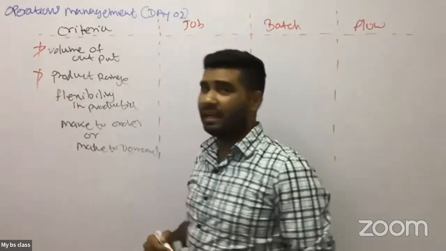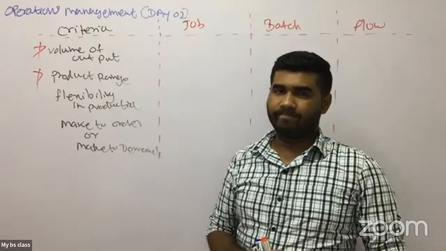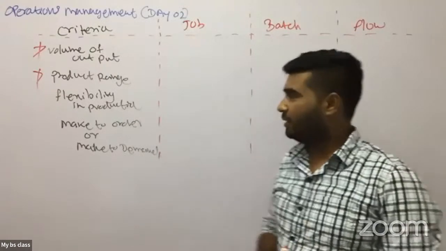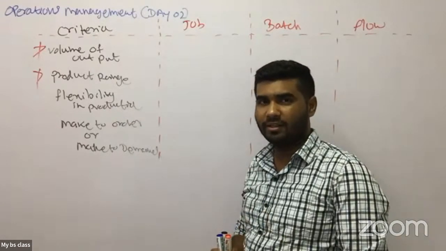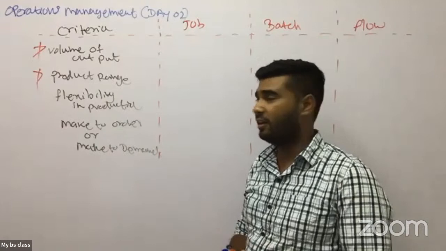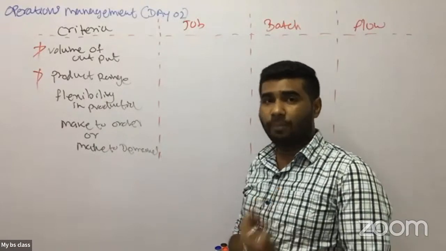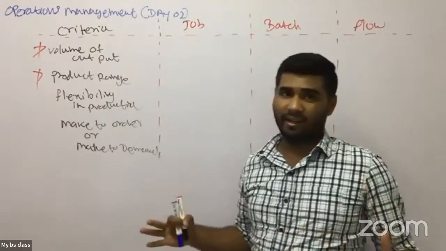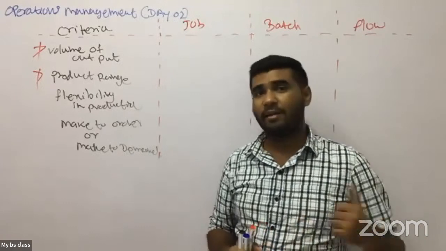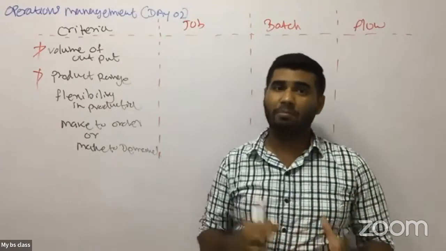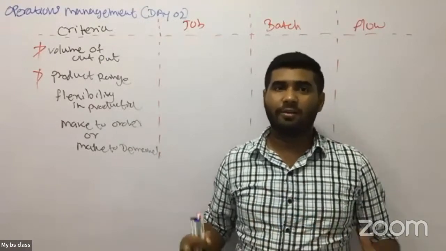So what does it mean by product range? In flow production, one product range, a product. But in terms of batch and job production, the product range varies. හැබැයි flow production එකේ range එක එකයි, හැබැයි ඒගොල්ලන්ගේ product එක ගොඩක් හදනවා.